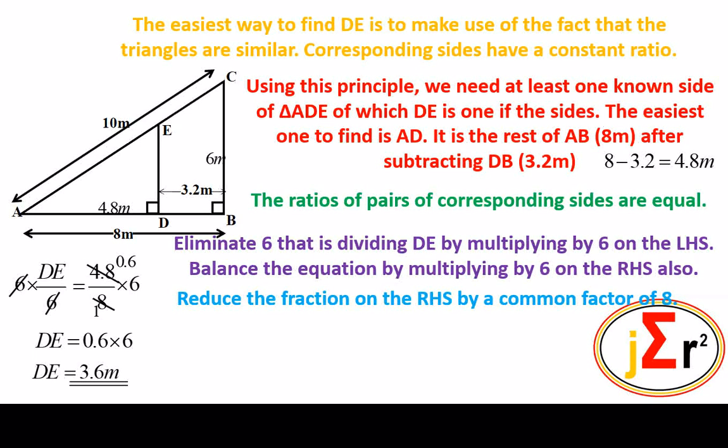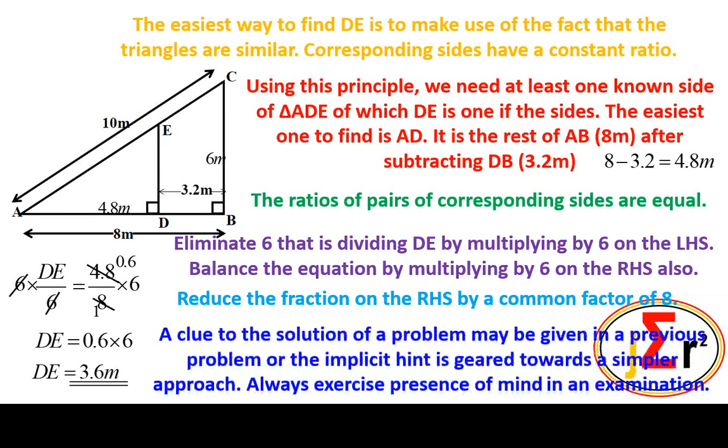3.6. And if we were paying attention to the fact that the triangles were 3, 4, 5, then after figuring out that this is 4.8, then if the sides are in the ratio 3 to 4 to 5, this is the 4 side. 4 into 4.8 would be 1.2, which is the 4 side. And when we get 1.2, we'll get the 3.6. Therefore, we could have taken a look at the fact that the triangles are 3, 4, 5 right-angled triangles in arriving at our answer. A clue to the solution of a problem may be given in a previous problem, or the implicit hint is geared towards a simpler approach.